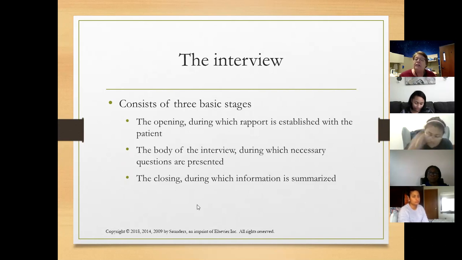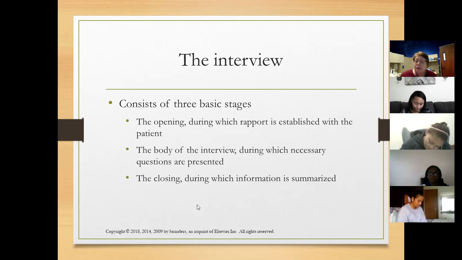And then you go into the body of the interview, where you're going to ask those necessary questions. Questions like, when was the last time you had a bowel movement? What does your urine look like? Do you use protection, or do you have unprotected sex? Do you use any drugs? Are you a cigarette smoker? How much do you drink? These are sensitive questions. Those will be in the body of the interview, because we're gathering data about this patient.